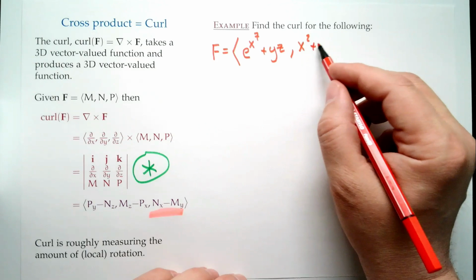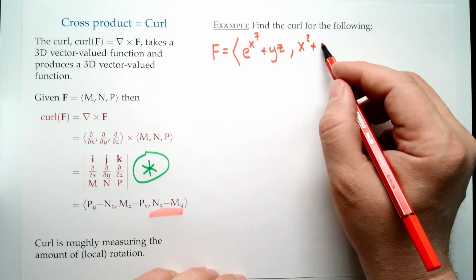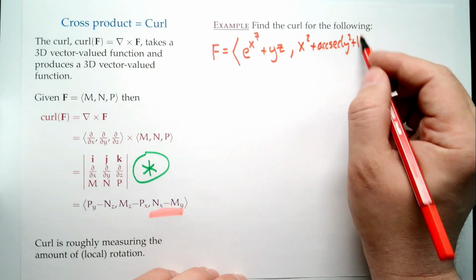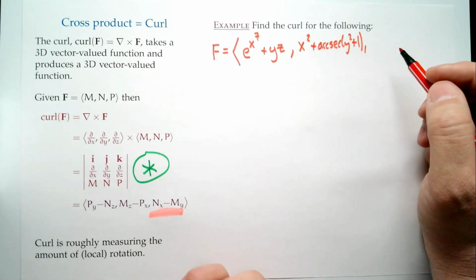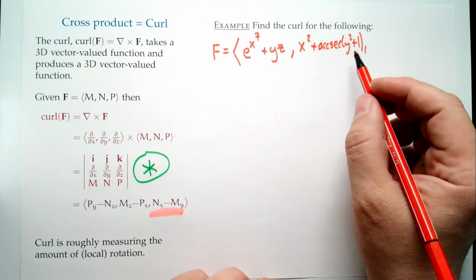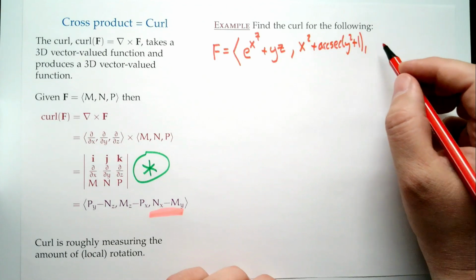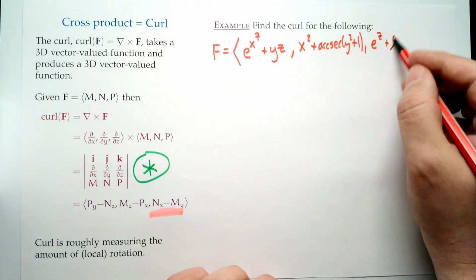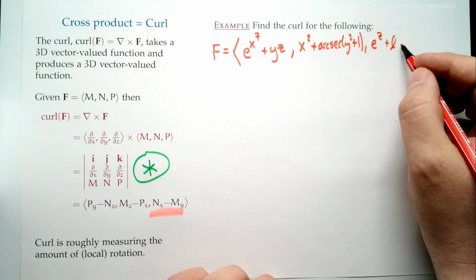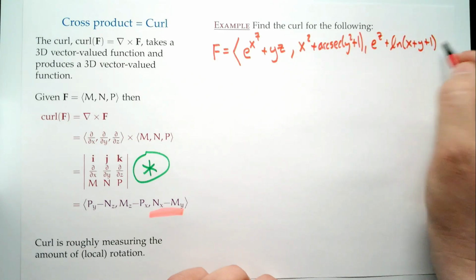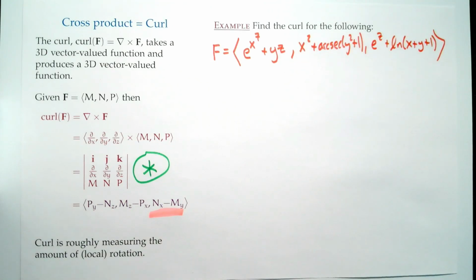I'm finding that arc secant of y squared plus 1, comma. I'm a professional, don't worry. I wouldn't ask this if I couldn't figure it out. Comma, the last one, e to the z plus log of x plus y plus 1. Something like that. Okay, so there we go.